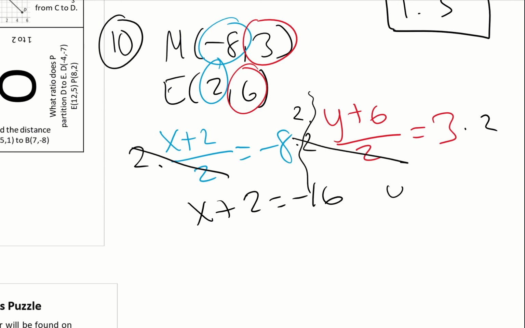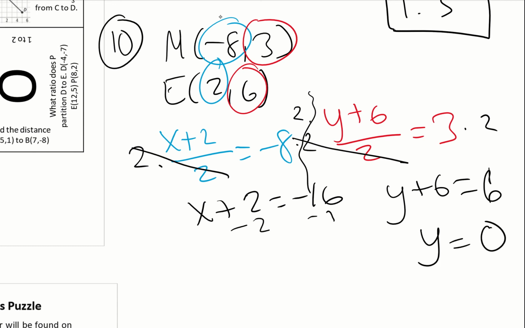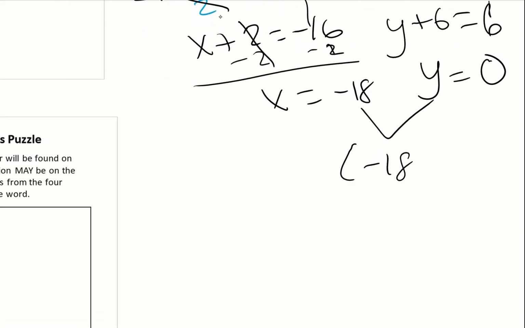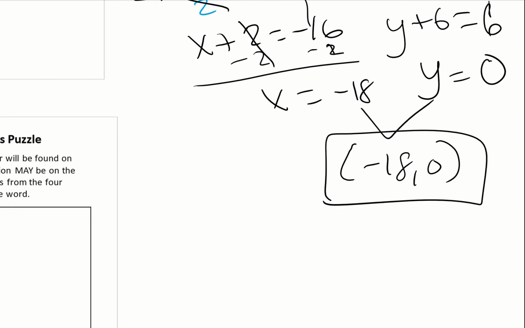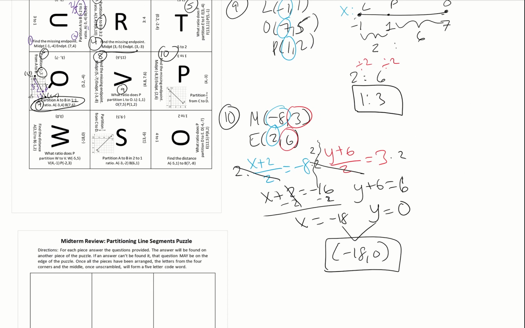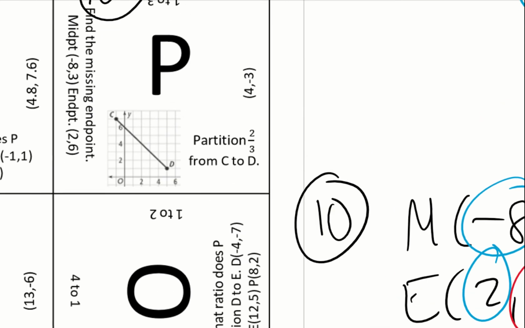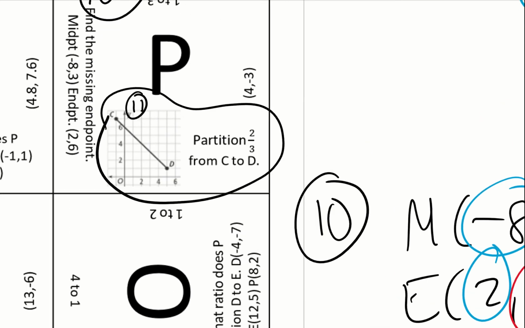This cancels. y plus 6 is equal to 6, so y has to be 0. 0 plus 6 is 6. This right here, subtract 2 on both sides. x equals negative 18. So you put these together, negative 18 and 0. Okay, that takes care of number 10. Let's do number 11, which is this problem right here.